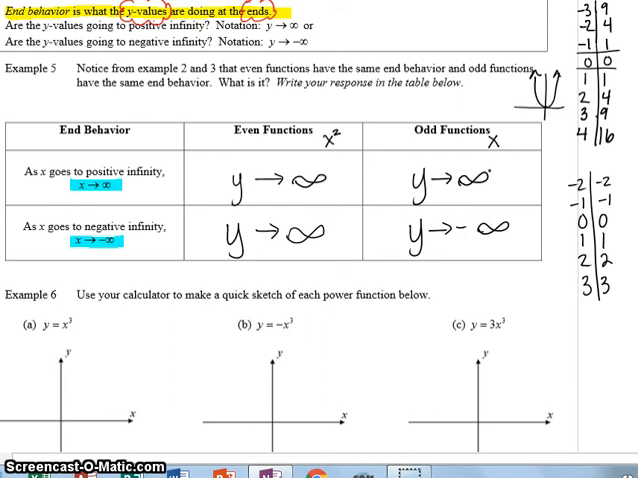So that's something that you're going to remember. So all even functions have end behaviors of positive infinity. In all odd functions, it depends what the x does. If x is going to positive infinity, y is going to positive infinity. If x is going to negative infinity, y is going to negative infinity.